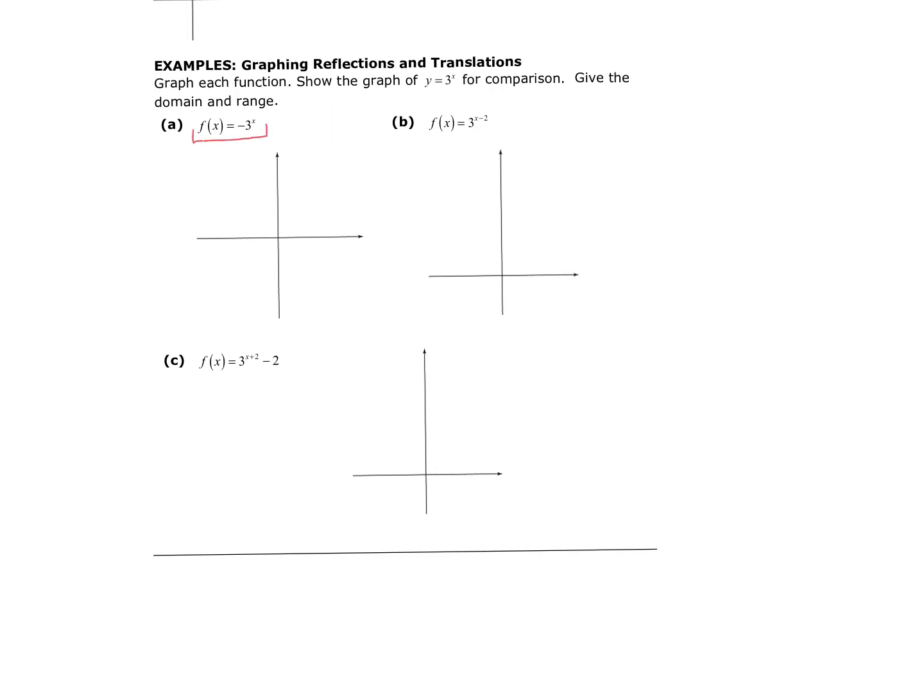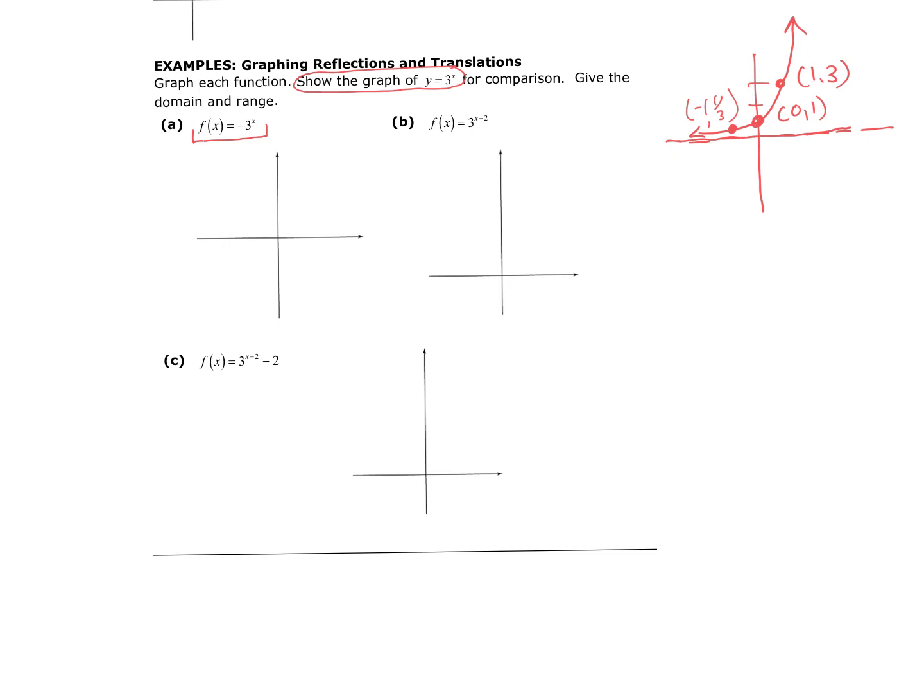So let's start with y equals 3 to the x. This base is bigger than 1. It's increasing. It goes through the points (0, 1), (1, 3), and (-1, 1/3). We know that. This is an asymptote. What do we mean when we have a negative sign in front?